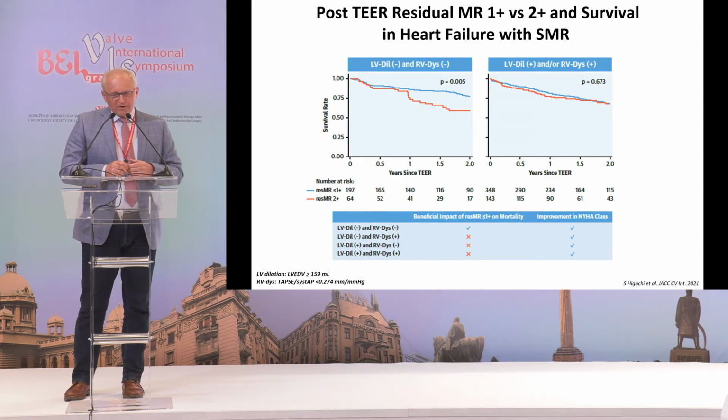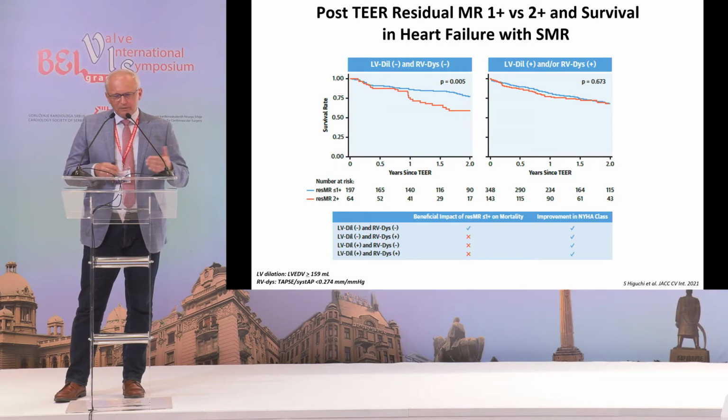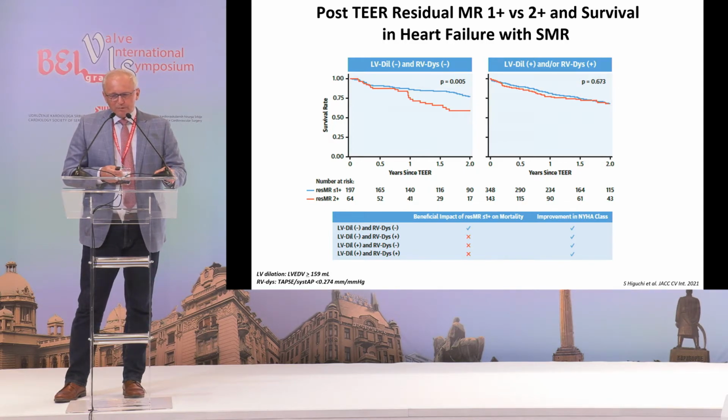Now this translates to this Kaplan-Meier curve. Again, you see that among those with a less dilated ventricle and preserved right ventricular function, patients who had a residual MR grade 2 and more were doing worse compared to those with residual MR grade 1. If you had any other combination of the background phenotype, there was no difference in the survival benefit regardless of the degree of residual MR. Nevertheless, there was always a benefit regarding the outcome assessed on the clinical performance and the symptomatology.